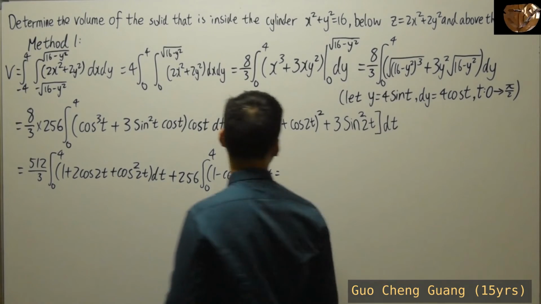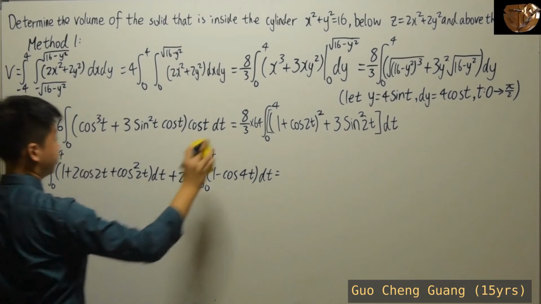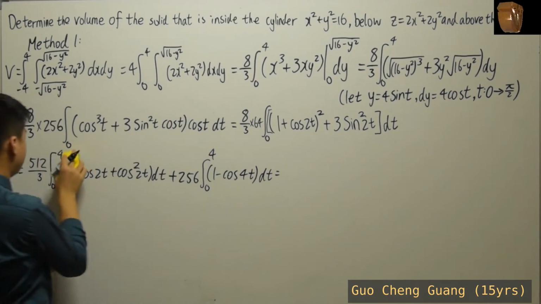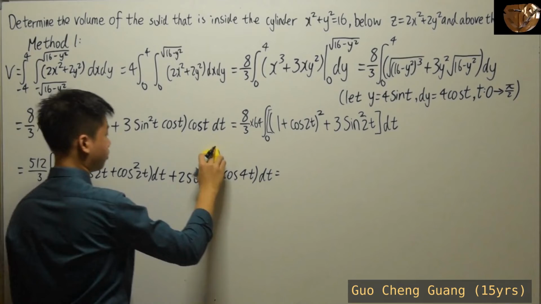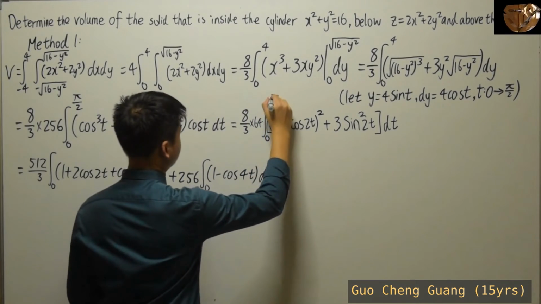Wait a minute. Sorry, I forgot to change the boundary of this t. I'm just going to change it real quick. It is from 0 to half pi. Be aware of that, it is not 0 to 4. Sorry about that.